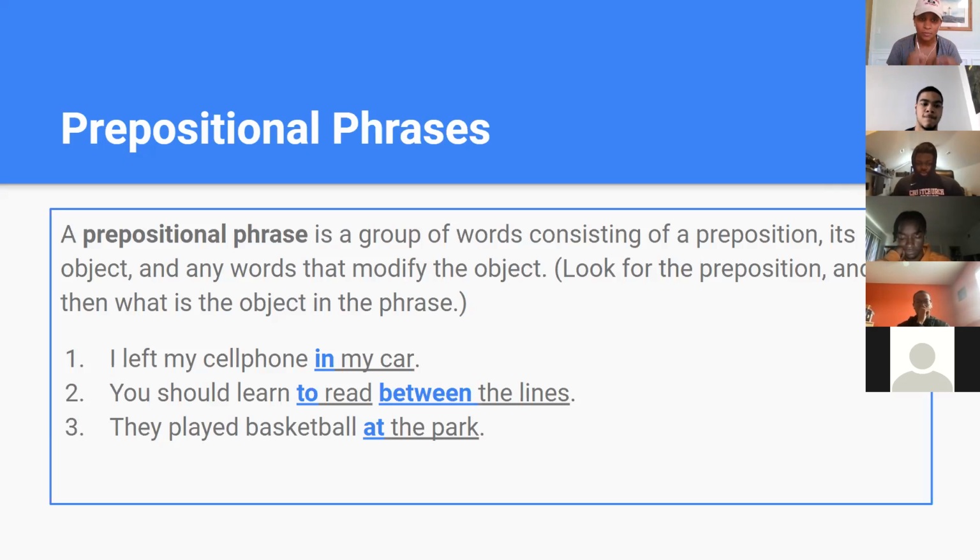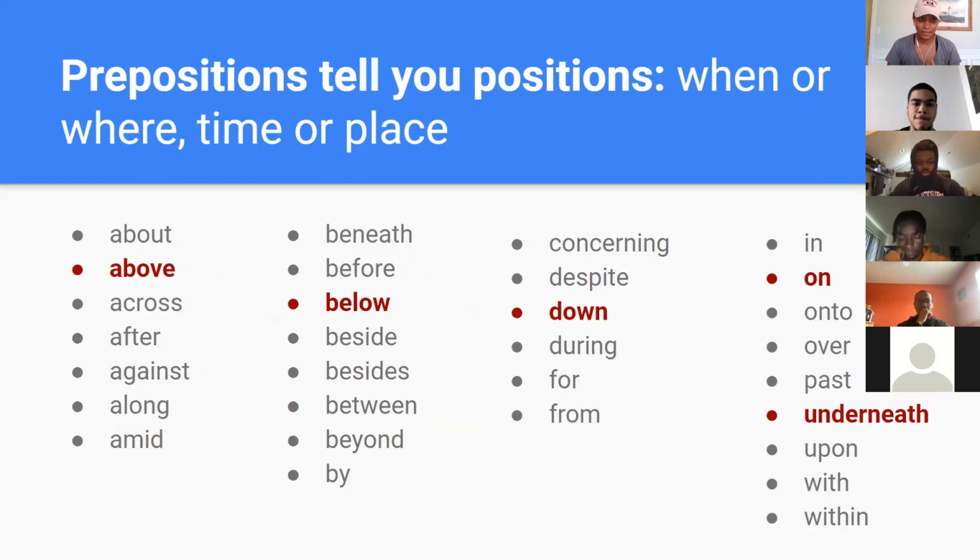But if I want to get really specific, where do they play basketball? At the park. And it's telling me at. It's specifically at this place, right? Not beyond the park, not across in the park, but actually at the park. It tells me where. That's why I was saying take the time to Google and look at these prepositions and be like, oh, I didn't realize this was a preposition. There's a lot that I don't have on here, because that would be over 100, but take the time after class just to Google prepositions and see the list.